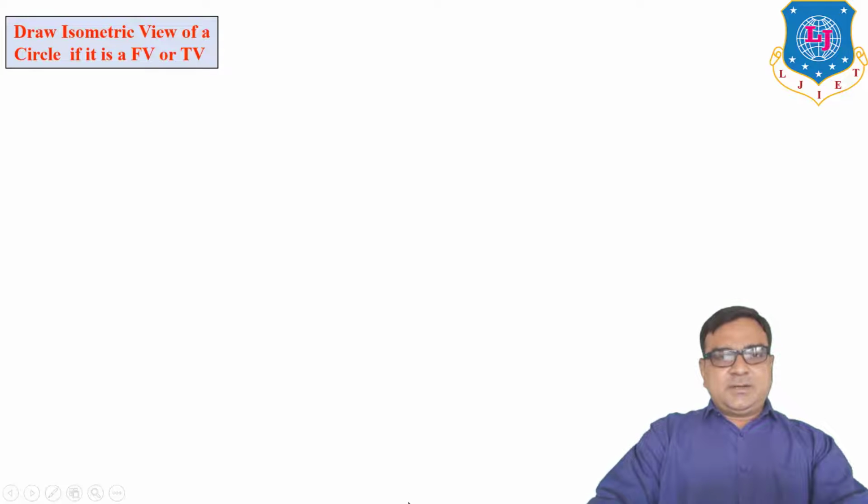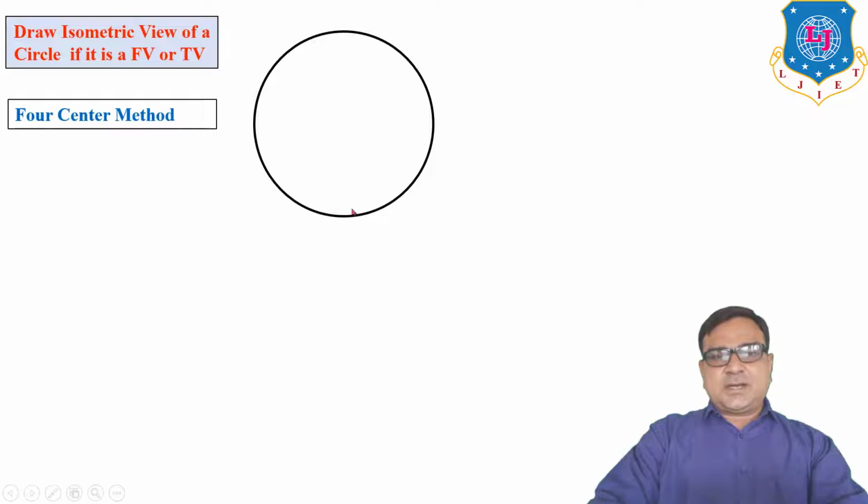Now in isometric view or isometric projections, how to draw the circle? Suppose we have one circle given. This is the front view or top view of any object. So how to convert this 2D circle into 3D? It will become an oval shape. That shape is drawn with the use of the four center method. So how to use the four center method?